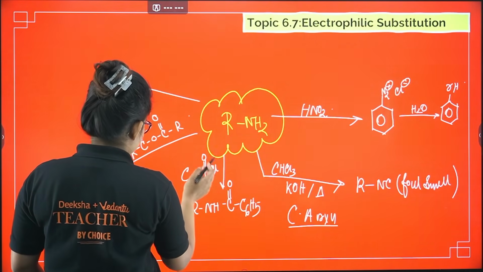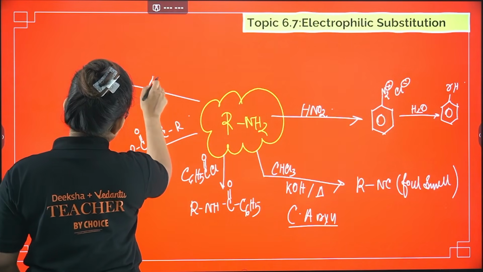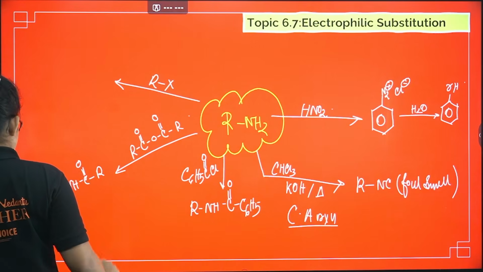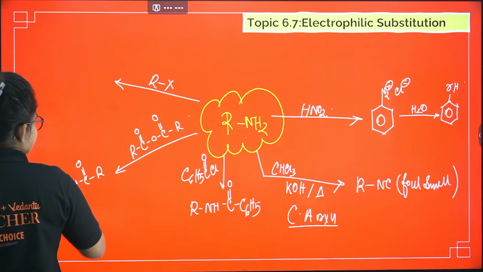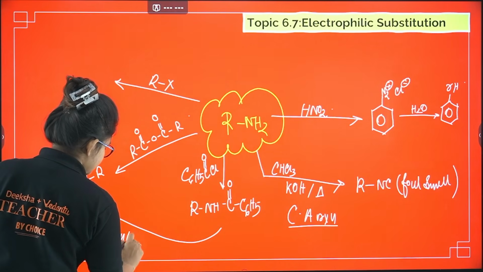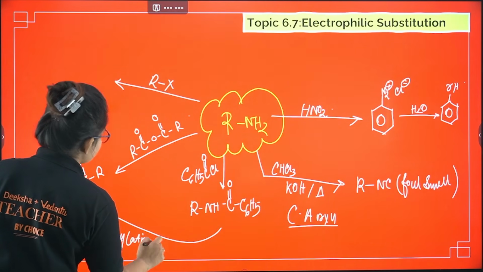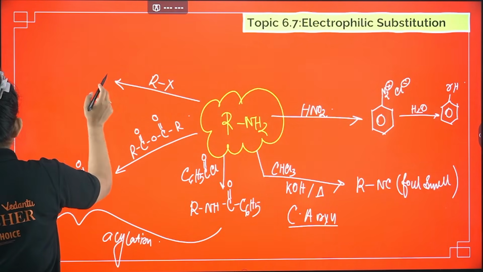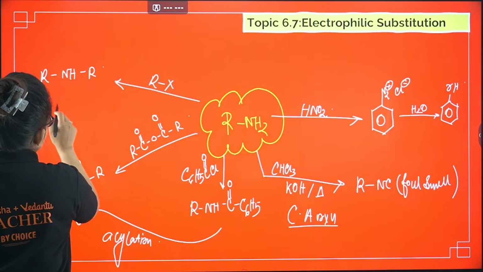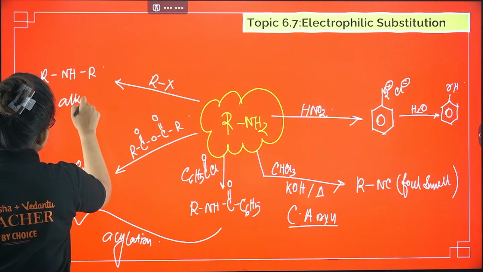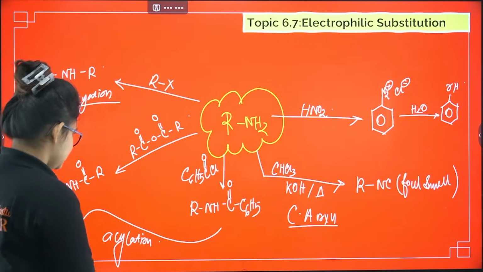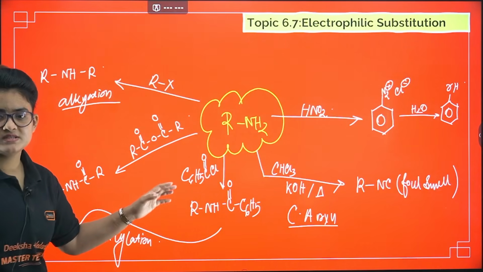Let's proceed with, let's say, RCOCl. This is quite similar to that, we can avoid this. Let's proceed with RX. If you treat this with RX, it will give you the alkylation. So this is basically your acylation reaction, right? Now if you treat it with RX, then you will get RNHR. This is your alkylation. So these are the reactions that you can expect out of the amines.